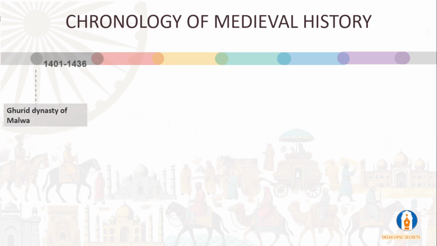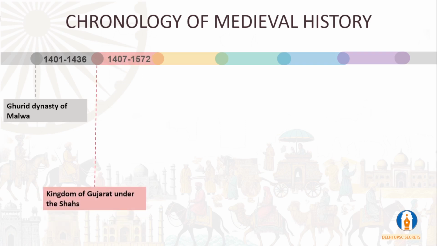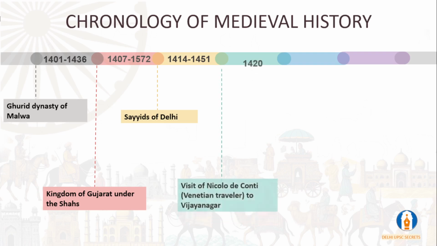Moving forward, between 1401 to 1436, we have the Gurud dynasty of Malwa. 1407 to 1572, the kingdom of Gujarat is under Shahs. It means the provincial kingdom started rising in the Gujarat region. Then 1414 to 1451 is the period of Sayyids in the Delhi region. The reign of the Sayyid dynasty started with Khizr Khan. Later Lodis came to power after the Sayyids.